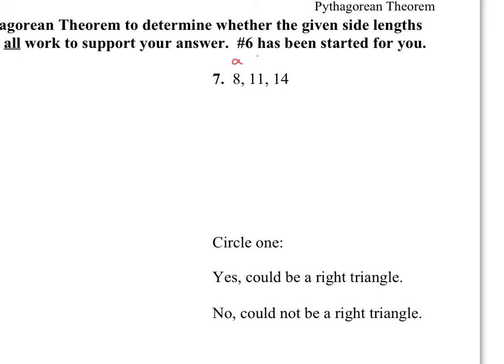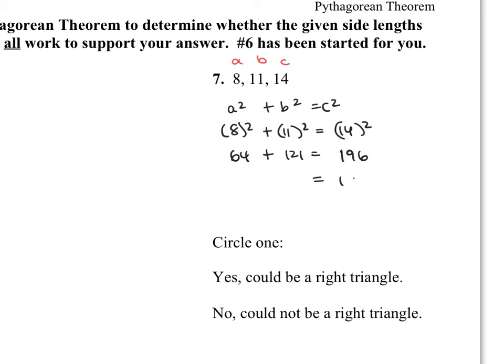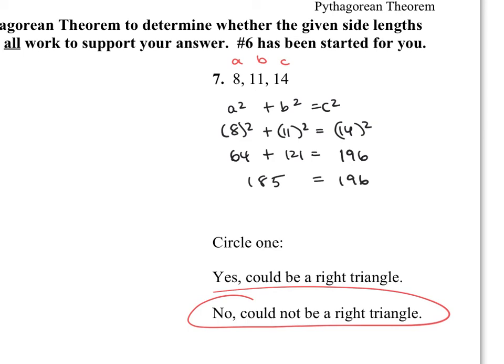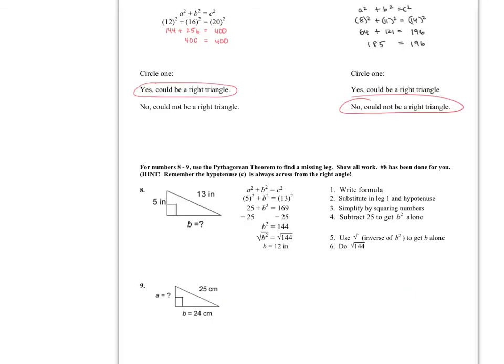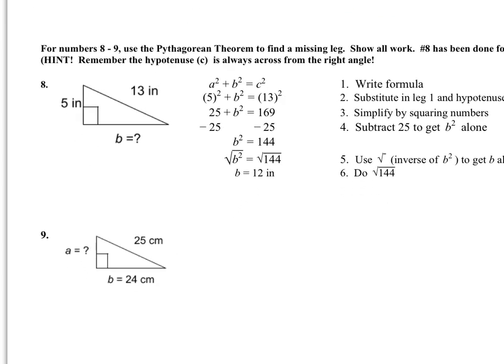So we're going to first identify our legs as our 2 shorter sides and our hypotenuse as our longest side. We're going to write down our formula, and basically our goal is to see if our formula works. So let's plug in our legs, 8 squared plus 11 squared, and see if it's going to equal 14 squared. 8 squared will be 64, 11 squared will be 121, and 14 squared will be 196. And when I add 64 plus 121, I'm going to get 185. Since 185 and 196 are not equal, the Pythagorean theorem didn't work, which means no, this could not form a right triangle.